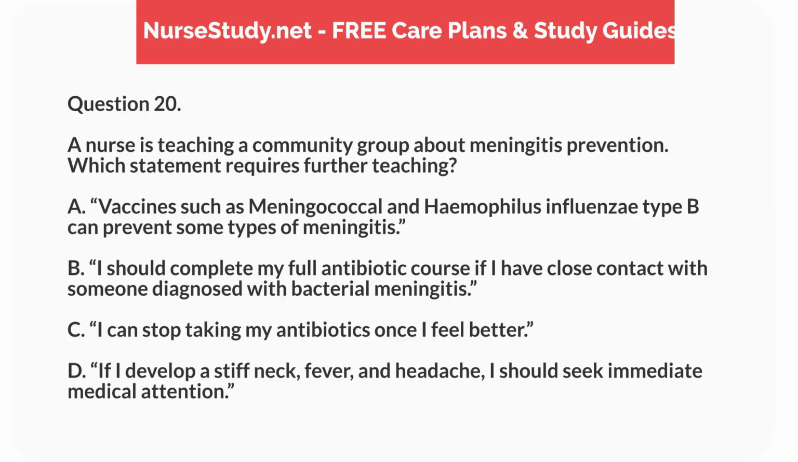Question 20. A nurse is teaching a community group about meningitis prevention. Which statement requires further teaching? A. Vaccines such as meningococcal and Haemophilus influenzae type B can prevent some types of meningitis. B. I should complete my full antibiotic course if I have close contact with someone diagnosed with bacterial meningitis. C. I can stop taking my antibiotics once I feel better. D. If I develop a stiff neck, fever, and headache, I should seek immediate medical attention.